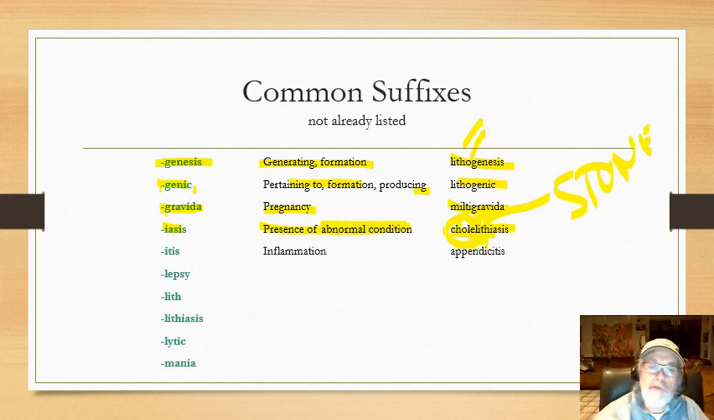Itis, we've had this before. Inflammation, appendicitis, inflammation of the appendix. Lepsy. Lepsy is a seizure or attack. Narcolepsy. Narco means stupor. So narcolepsy.